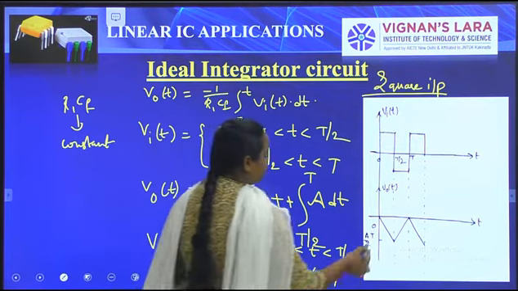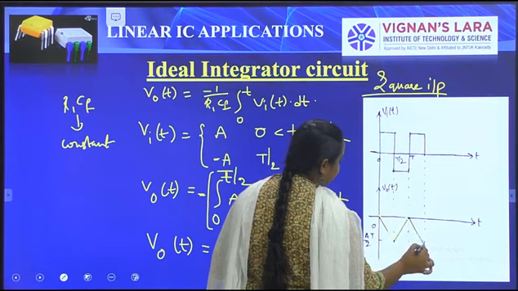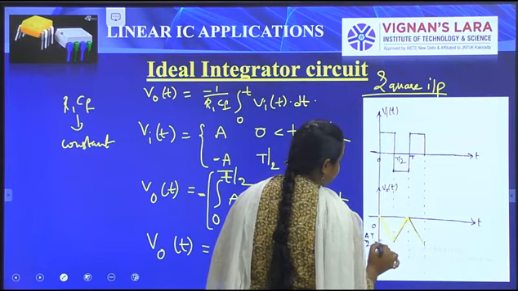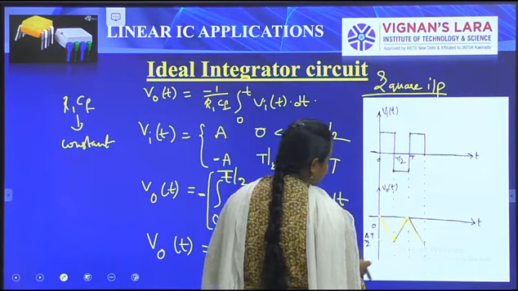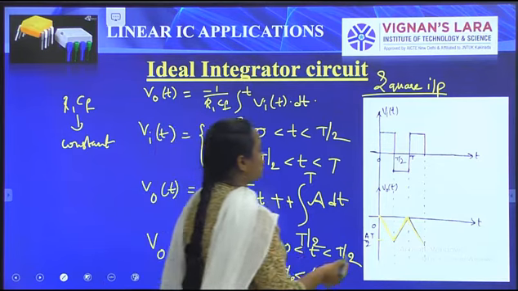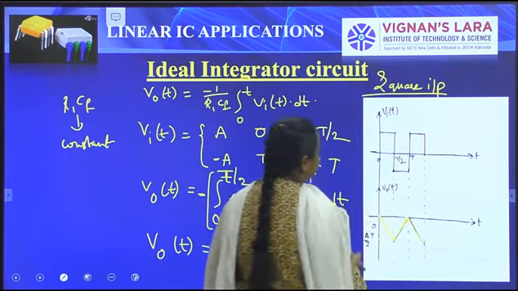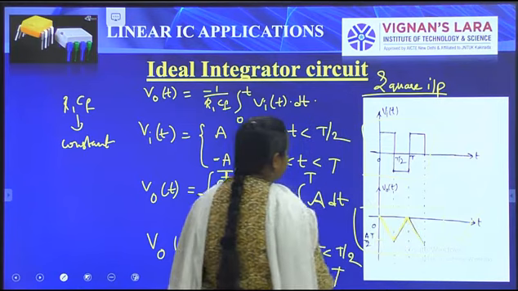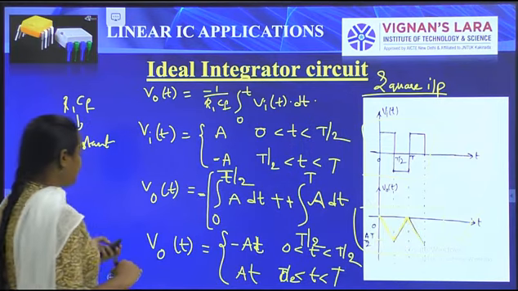So here the output becomes like this, a triangular wave. The output becomes like this, minus 80 by 2 once. So the output from the square input waveform is in the triangular form. When we are taking the square input, the output will be in the triangular form.